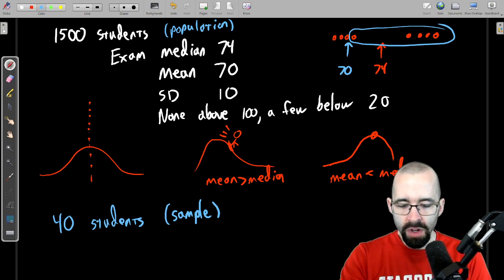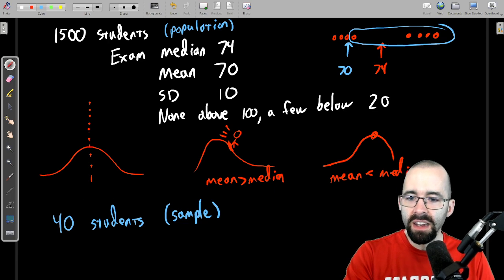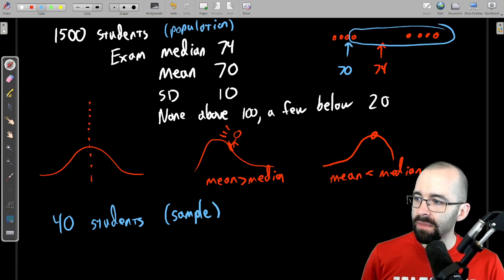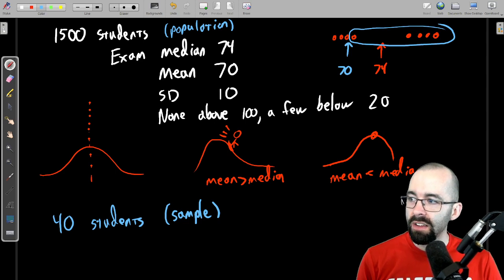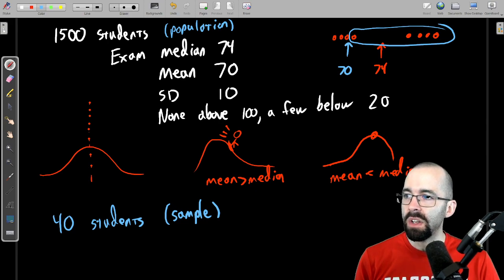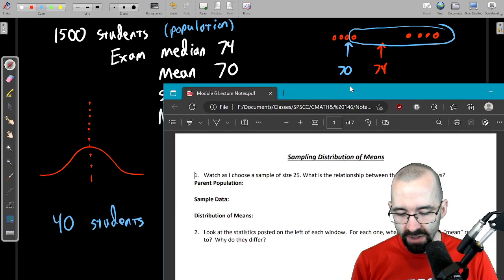So what we know about sampling distributions of means is that if we can use the central limit theorem, then, and we'll check that. I'm pulling up the notes right now so I can show it to you. Then we know something about the standard deviation and the mean.